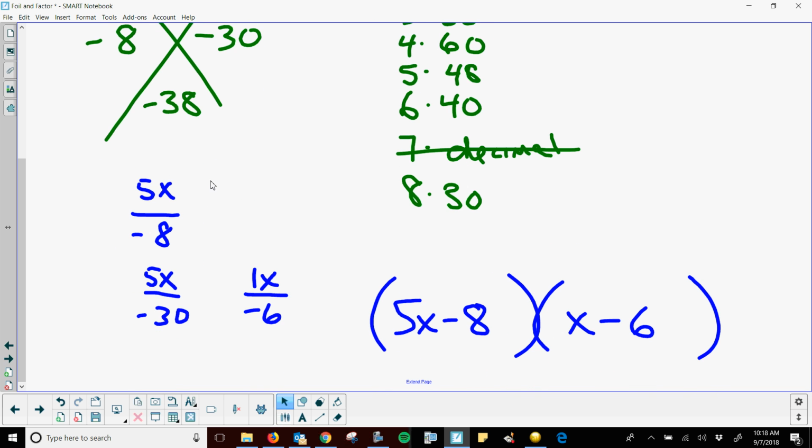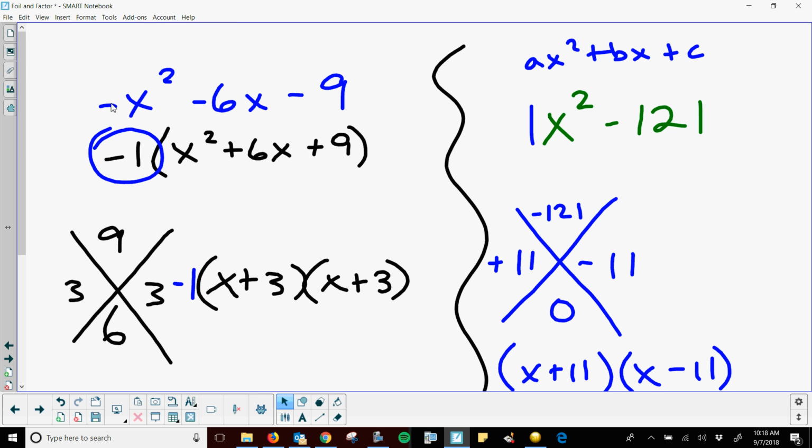Take the 5. Put it in the brackets. 5 over 8 does not reduce. 5 over 30 does. Just like that. Not a big deal.